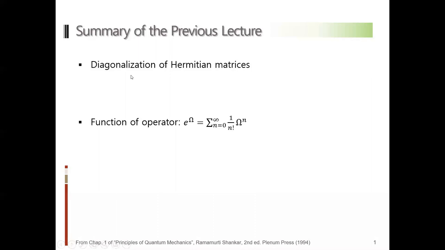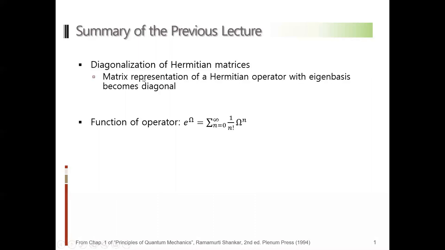We all know that when the Hermitian operator is represented in terms of the matrix, if we select the basis carefully, then we can make it diagonal form. Such a choice of the basis is made by choosing all the bases composed of the eigenvectors of the given operator.